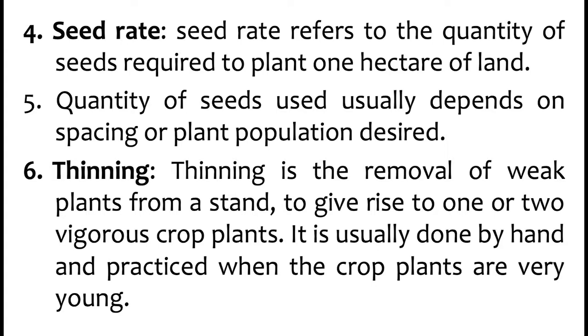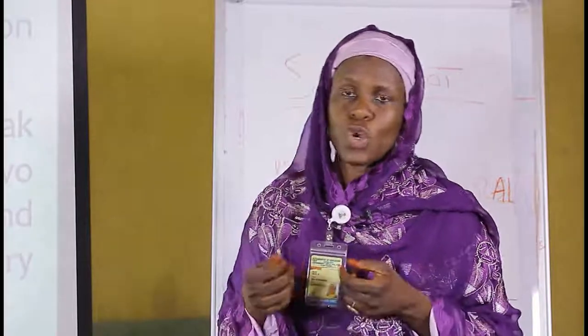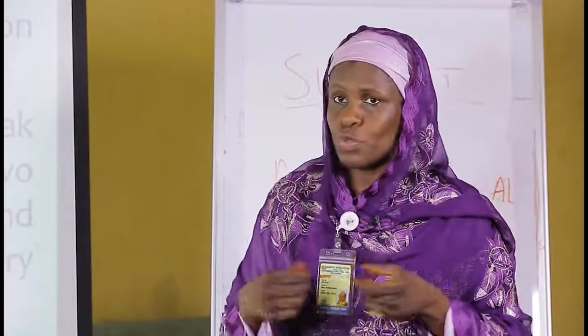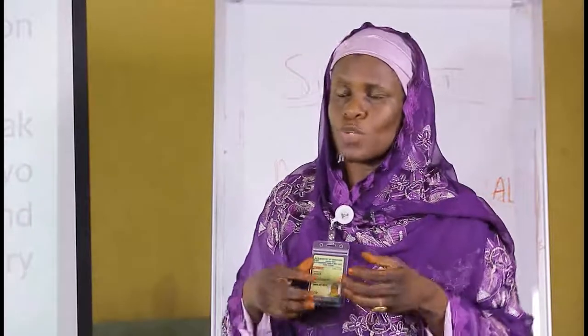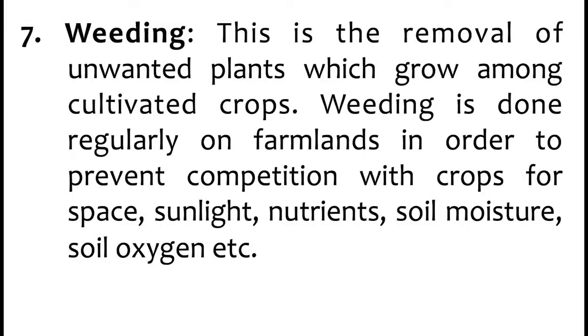Thinning is the removal of weak plants from a stand. When the plants are weak, you remove them from the stand to give rise to one or two vigorous crop plants. It is usually done by hand. When the crop plants are very young and they are weak, you use your ordinary hands to remove the weak ones, so that you allow the vigorous ones to grow properly. The next one is weeding.